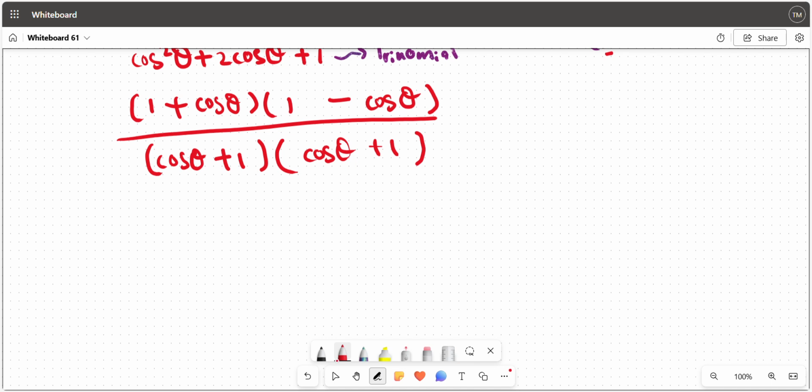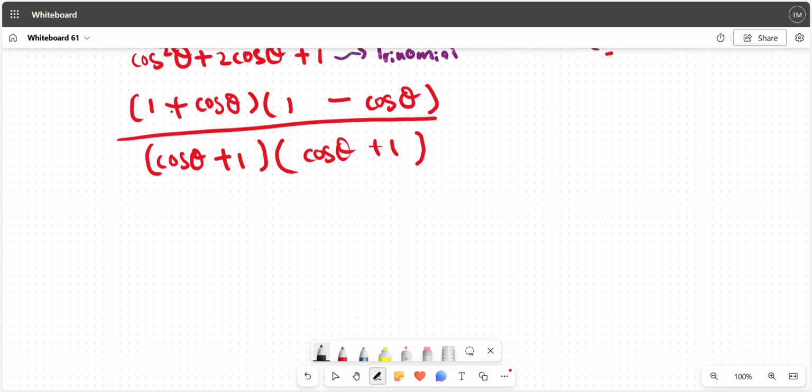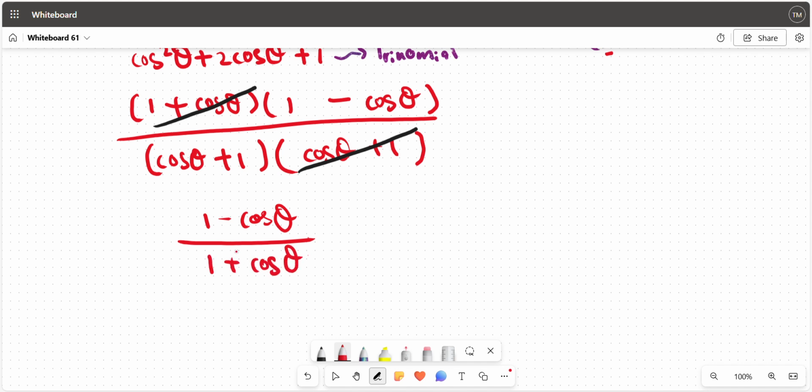Then at this point, I notice that actually there's a bracket that is the same. This bracket is the same as this bracket. Remember, I said those things are the same. It's just like a 1 plus a 2 is the same as a 2 plus a 1. So those cancel, and what we are left with is a 1 minus cos theta divided by, actually I can just rearrange that guy, a 1 plus a cos theta. This bracket here, I just rewrote it as a 1 plus a cos theta.